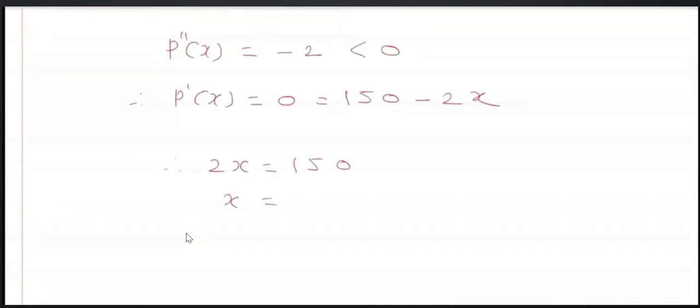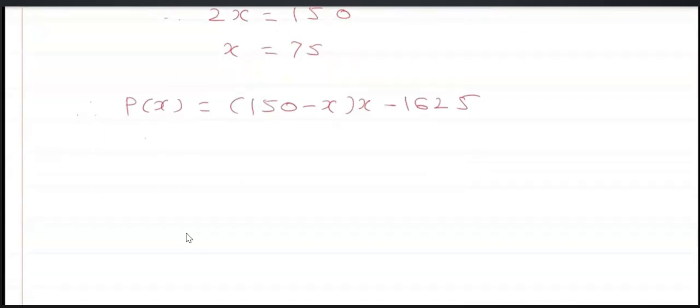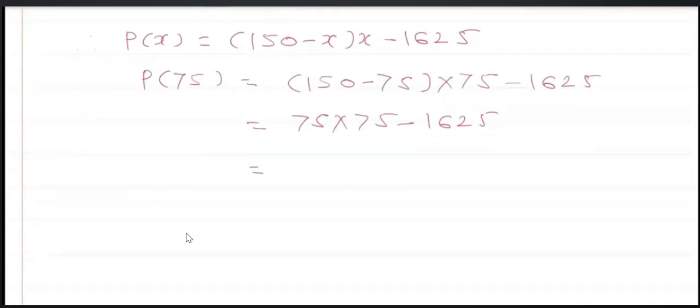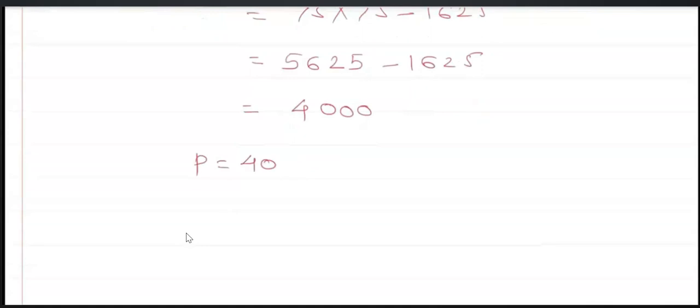P dash of x is equal to 0. We'll find out the value of x, that is 150 minus 2x is equal to 0. 2x is equal to 150, x is equal to 75. And therefore P of x, when we substitute x equal to 75, that is P of 75 is equal to (150 minus 75) into 75 minus 1625. That is 75 into 75 minus 1625, and its value is 5625 minus 1625, that is equal to 4000. Therefore, P is equal to 4000.